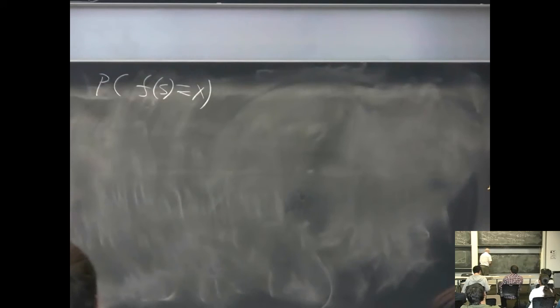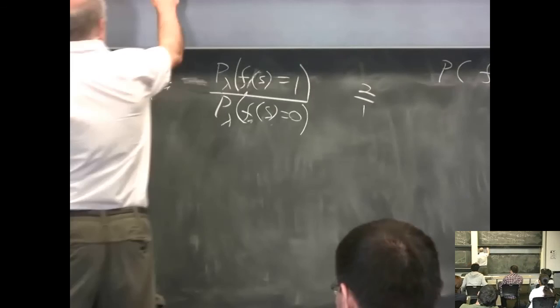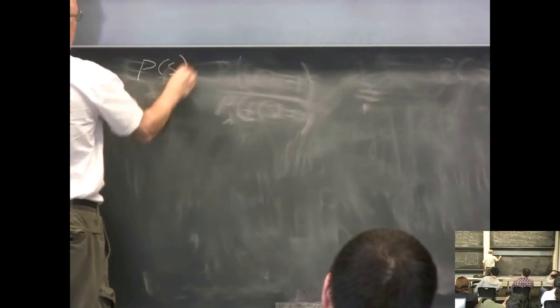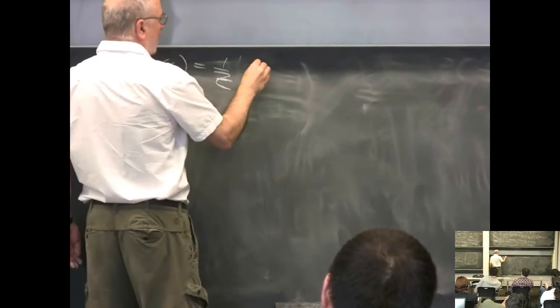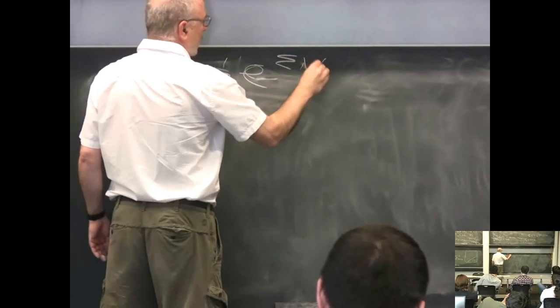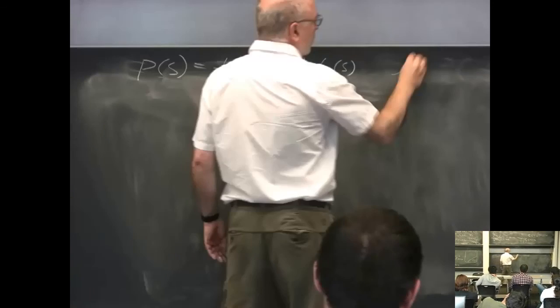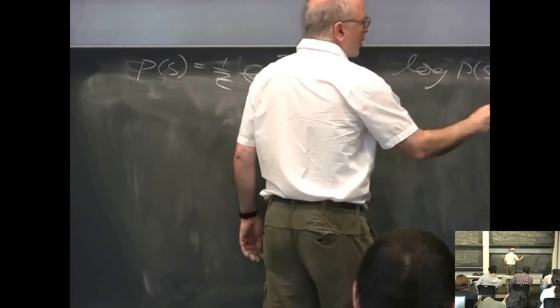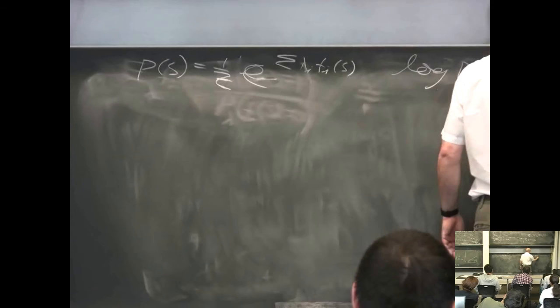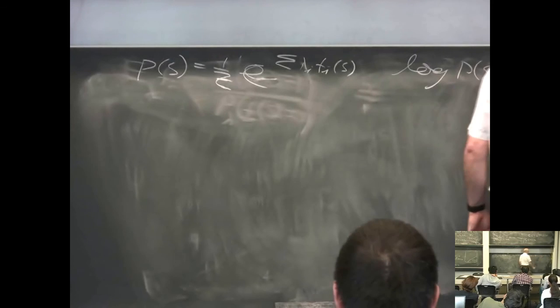One way of looking at these exponential models is to look at their log probabilities. If the model is P of S equals 1 over Z e to the power of the sum of lambda i f i, then the log probability of the sentence is negative log Z, which is some constant, plus the sum of lambda i f i of S.